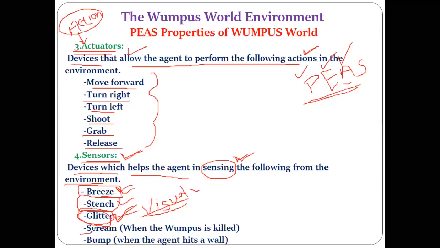Then he needs some kind of sensor to hear something. Just like we have our ears, for the purpose of what? To hear something. Yes or no? Now, for these artificial agents, there is a need for this kind of sensor, using which the agent can hear something.